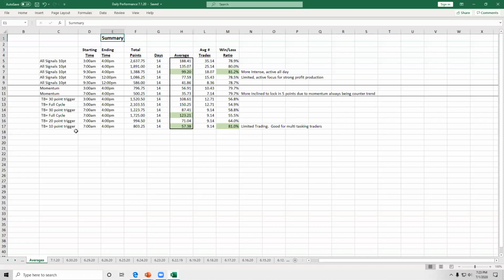So personally, what I was trading today was the trend bias plus holding for a 10-point trigger, get in, get out, 7 a.m. to 4 p.m. That for the last 14 days is averaging 57 points a day. Now, those of you who trade NQ know how absolutely powerful that is. And I make no promises going forward. I make no promises that the last 14 days will represent what the next 14 days or 14 months will be.